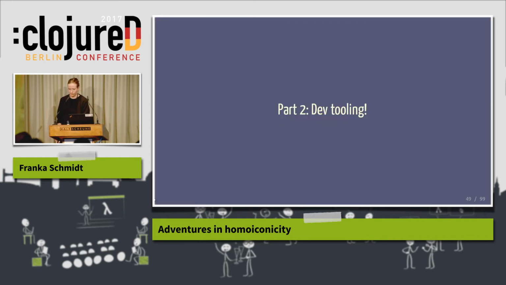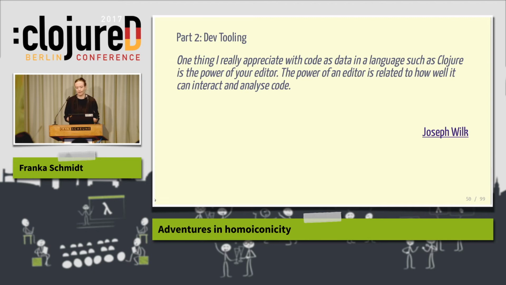Okay, part 2, dev tooling. So I was researching more things people have said, thought, and done with and about homoiconicity, and I stumbled upon this quote. One thing I really appreciate with code is data in a language such as Clojure is the power of your editor. The power of an editor is related to how well it can interact and analyze code. And that's by Joseph Wilk, who's done some really cool live coding Clojure stuff with Overtone.